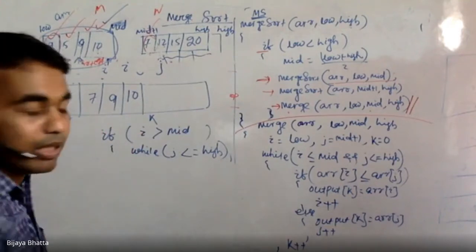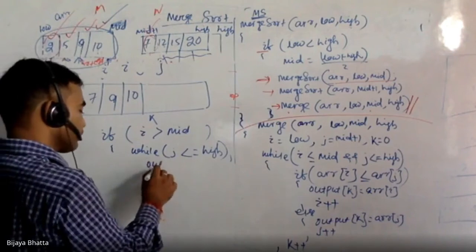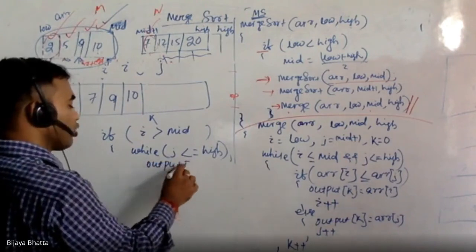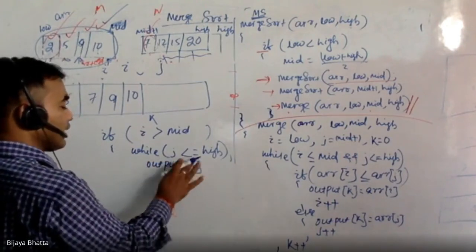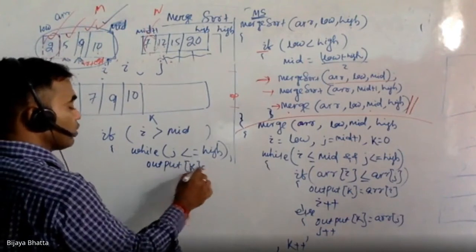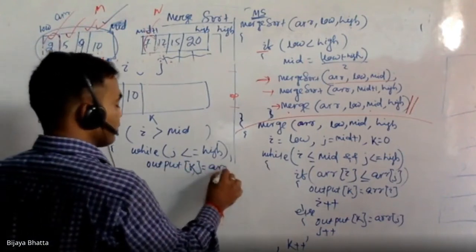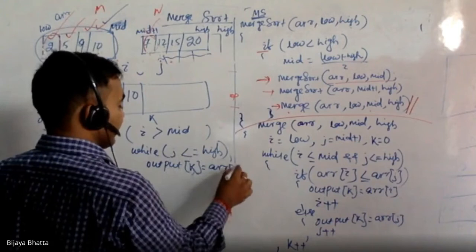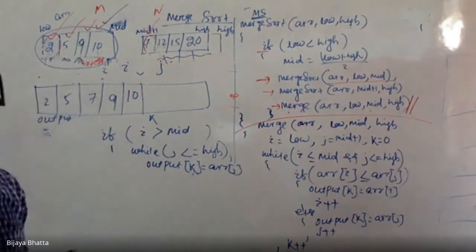So then what you will do, now output of k, right, equal to arr of which one? arr of j, right? This is very important, arr of j, right?